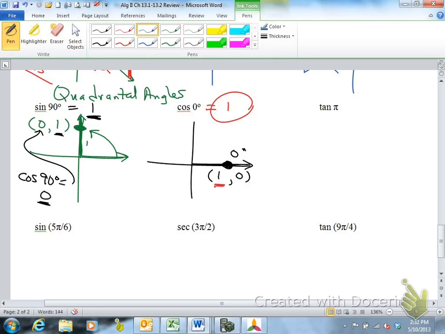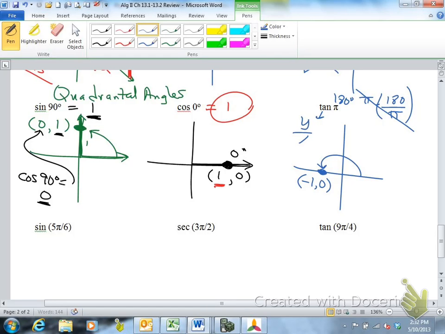And tangent of pi radians, you could convert this, if you're not sure what it is, multiply by 180 over pi. The pi's divide out, so this is the same as tangent of 180. And the coordinates for this are -1, 0. And tangent corresponds to y over x. The y-coordinate divided by the x-coordinate. 0 over -1. So the answer is 0.